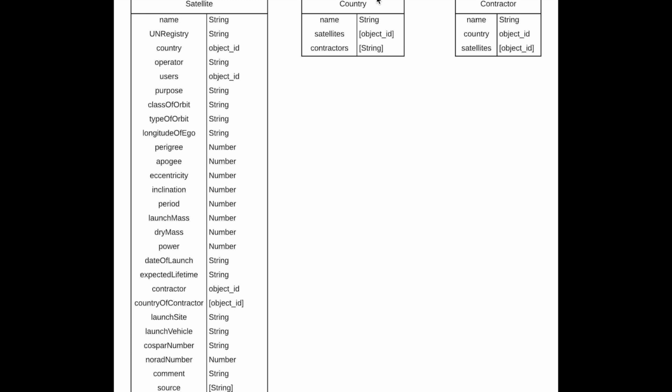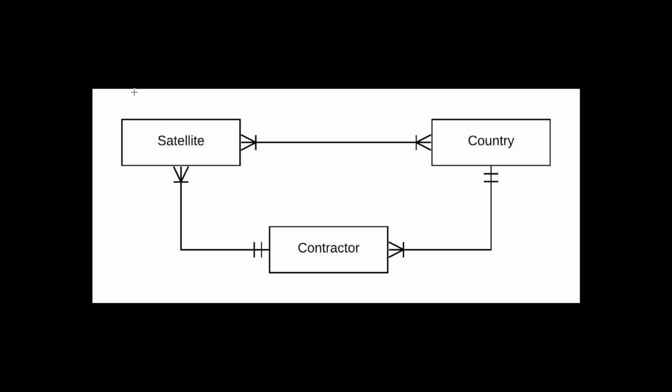A model for satellite, a model for country, and a model for contractor. And all of these are interconnected. This ERD diagram shows how my models are linked together. So for example, a country has one or many satellites, and a satellite has one or many countries. A country has one or many contractors, and a contractor has one and only one country. A contractor has one or many satellites, and a satellite has one and only one contractor.